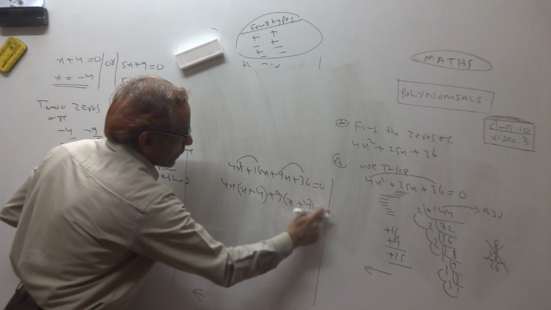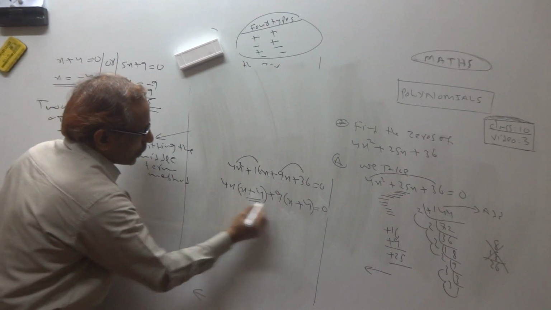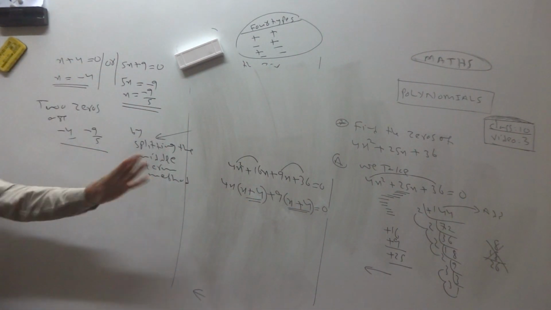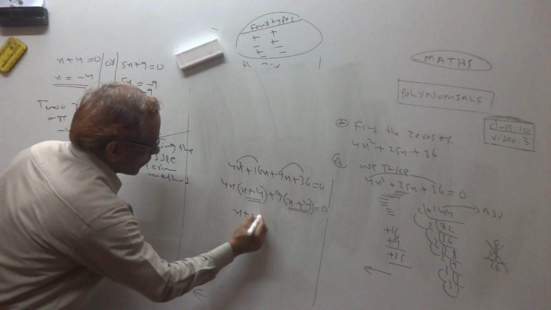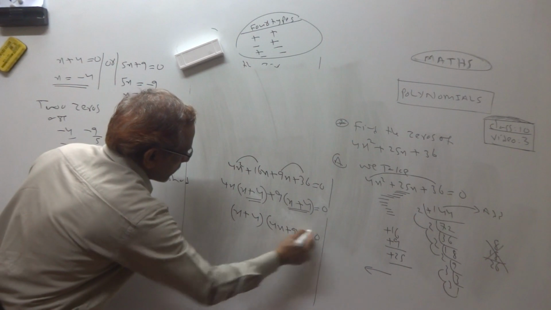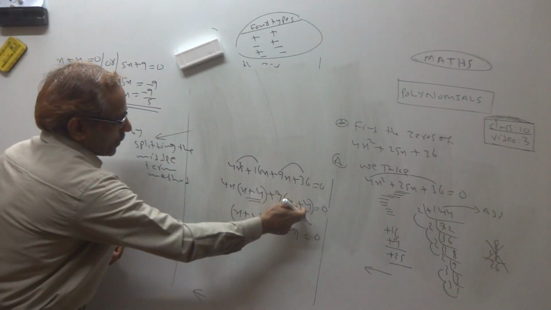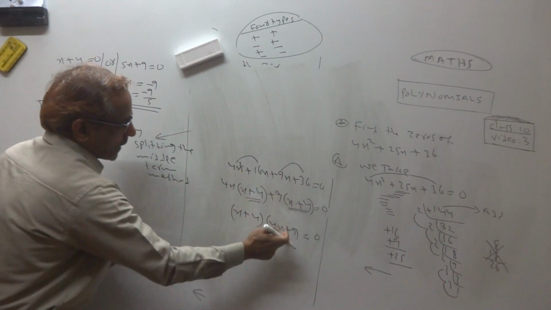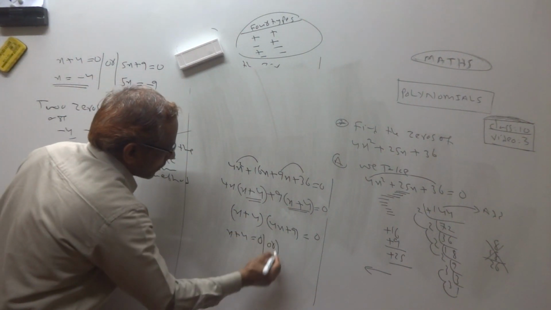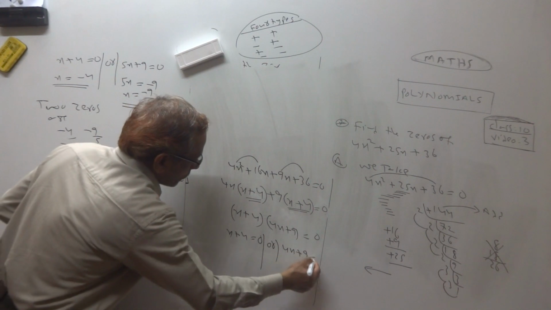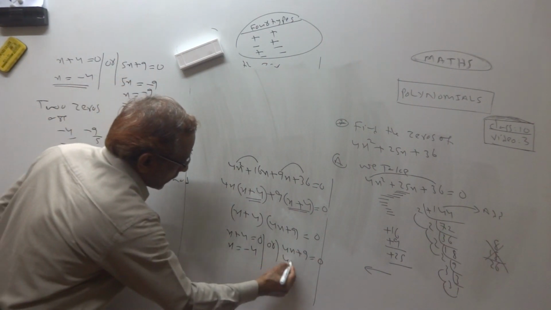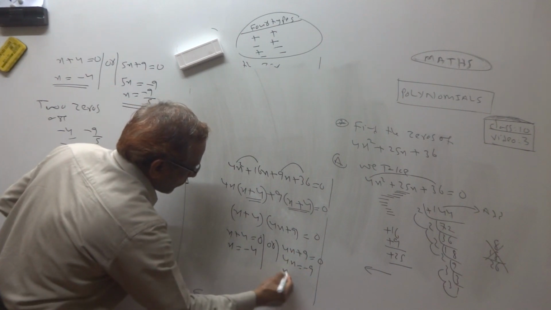Then see, these two you must get the same. X plus 4 same, so we write 1. What is the next factor? Yes, like this. X plus 4 you write 1 and 4x plus 9 is the second. So this is 0 or the second is 0. So x is minus 4 and here minus 9.